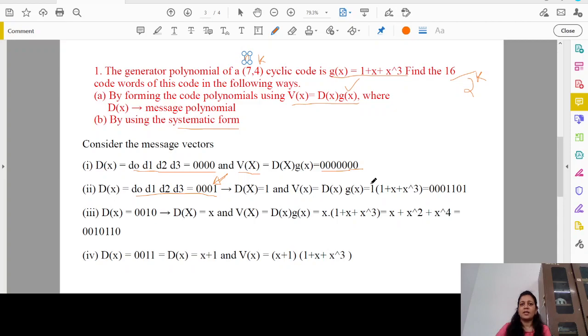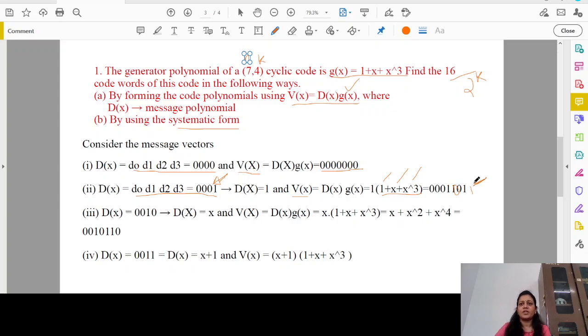So it is as good as multiplying g of x with 1. That will give you only g of x. Now I can see that in the obtained code vector v of x, x power 0 is equal to 1, x power 1 is equal to 1 and x square is 0, but x cube is equal to 1. So it would be 0 0 0 1 0 1 1. Okay, so take it as 1 0 1.